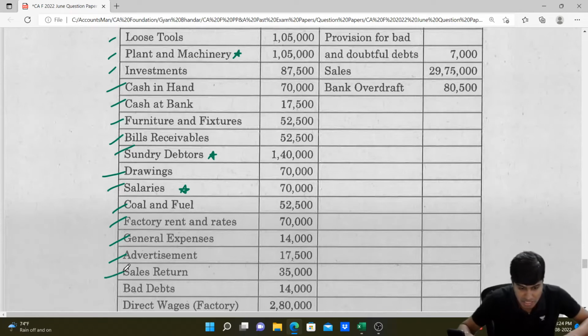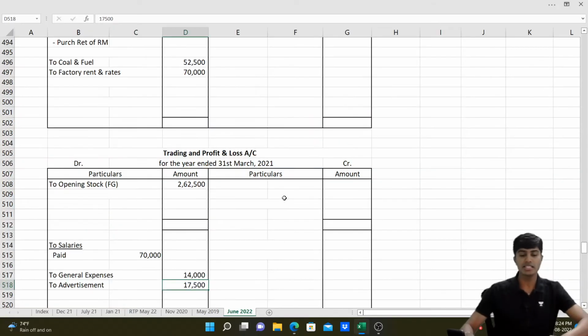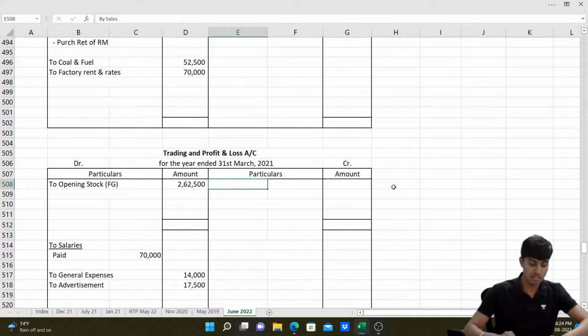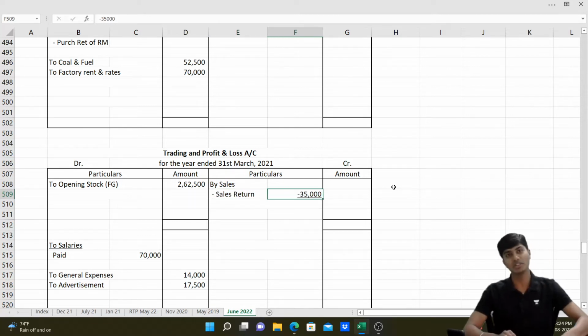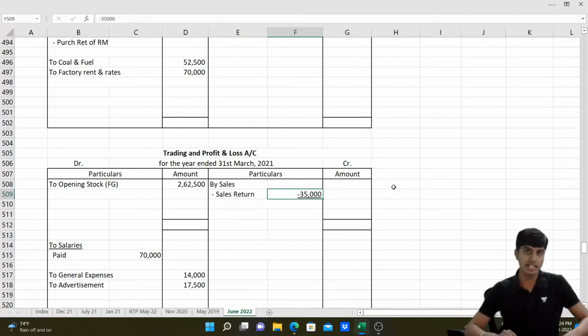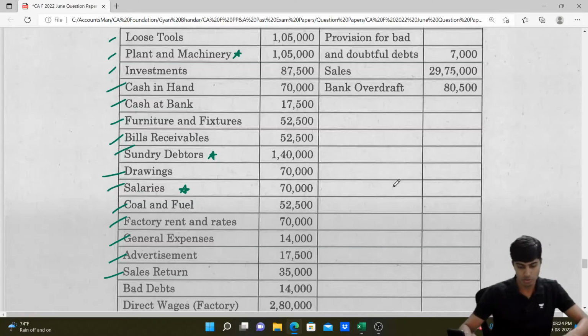Then we have sales return of 35,000. This sales return of 35,000 should be deducted from our sales. As of now, we don't know how much is our sales. So in my trading account, I'll write by sales. I don't know how much it is. I'll write by sales return and write 35,000. After I find my sales, I'll deduct sales return and then post it to outer column.